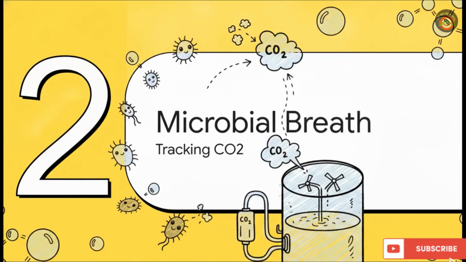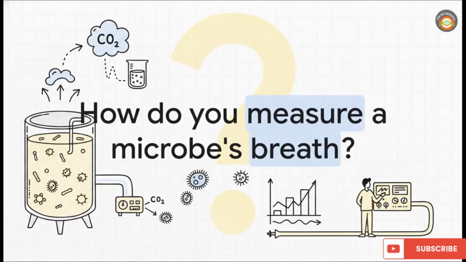Moving right along to section 2, measuring microbial breath by tracking CO2. So next up, we need to monitor the exhaust gases produced by our tiny biological workers. Which kind of sounds like a riddle, right? How exactly do you measure a microbe's breath? Well, water and carbon dioxide are the 2 most common end products of aerobic fermentations. And measuring that CO2 output is totally essential because it gives us the carbon balance and tells us exactly how fast the fermentation is moving along.